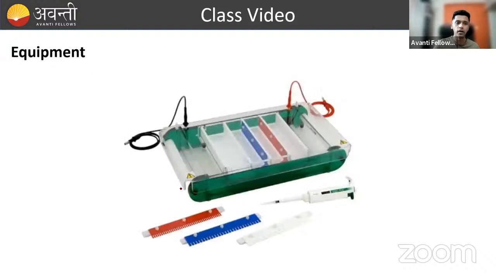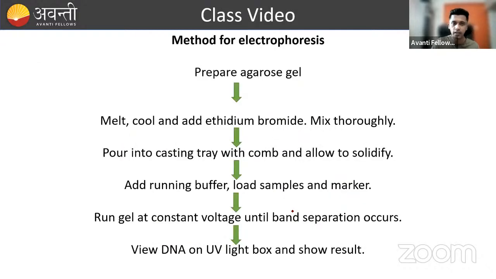Now, what is the equipment? We have an agarose gel electrophoresis device, a small machine. You can see there are two electrodes, a positive terminal and a negative terminal. This is how your DNA is loaded by a micropipette. This is a comb to make the wells. Let's see what is happening.